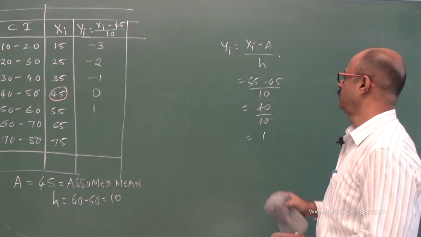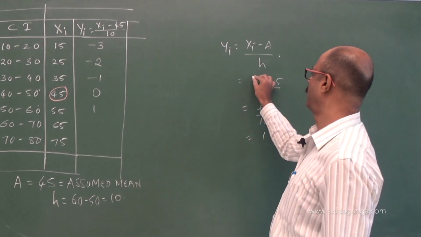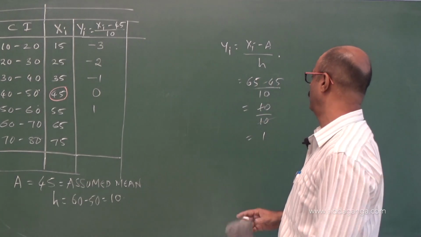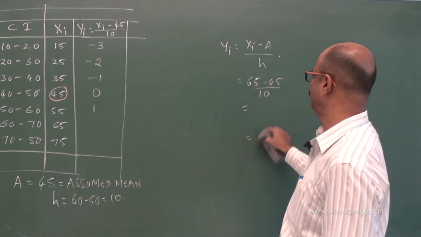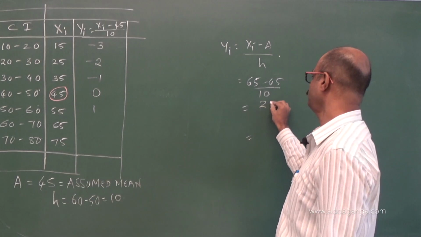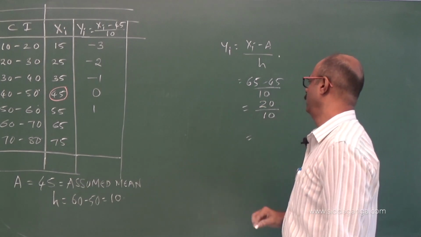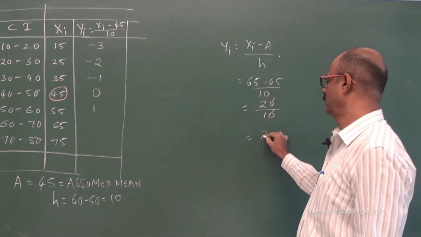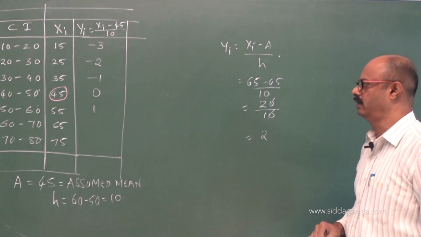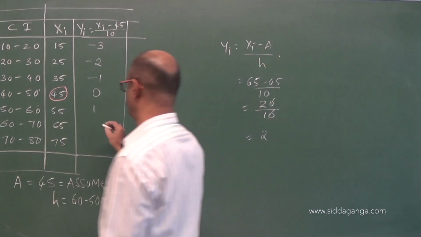Next is 65. 65 minus 45. You will get 20. 20 in the numerator divided by 10 in the denominator. So 20 divided by 10, you will get 2. So this is 2.